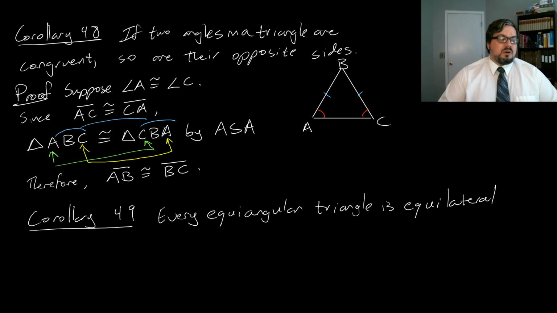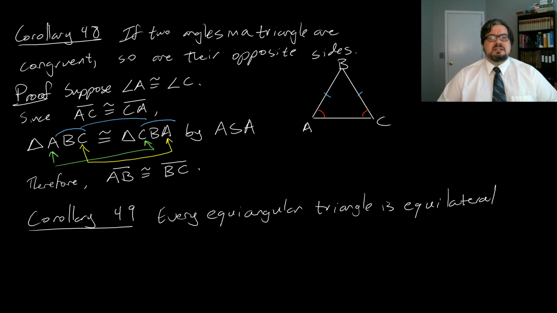Okay, so the next congruence theorem we have is side, side, side, which says that if I've got two triangles and I know that all of the corresponding pairs of sides are congruent, then we have a congruence of the triangles themselves. That is, all the pairs of angles are congruent.